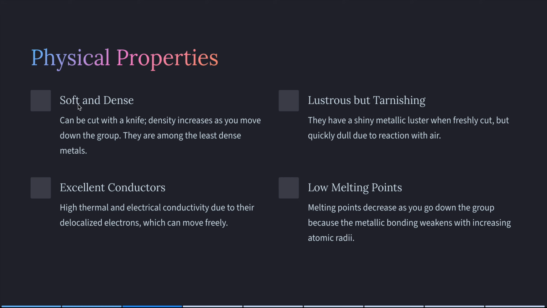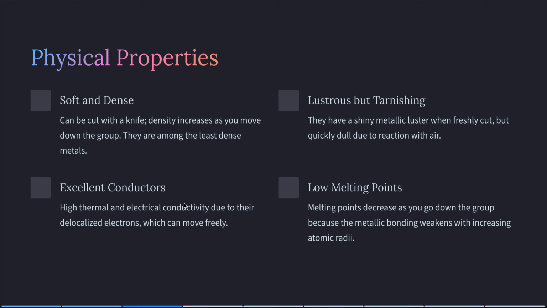Number 1, they're soft and dense. They can be cut with a knife, which is one of the special properties that these metals have. Their density increases as you move down the group, but still they are the least dense amongst the metals. We will also see that they are lustrous but tarnishing. They have a shiny metallic luster when freshly cut, but really quickly, because they're so reactive, they will dull down or tarnish because of reaction with the air and oxygen.